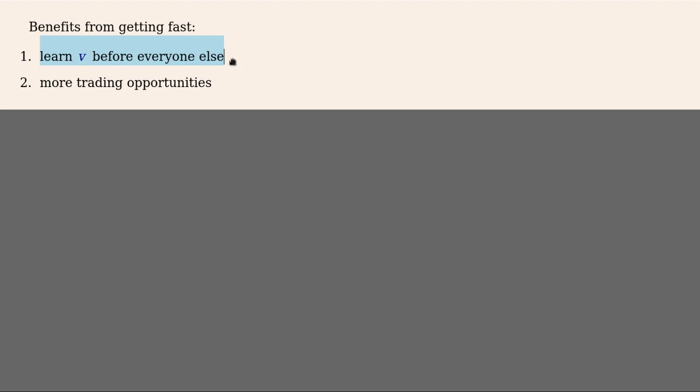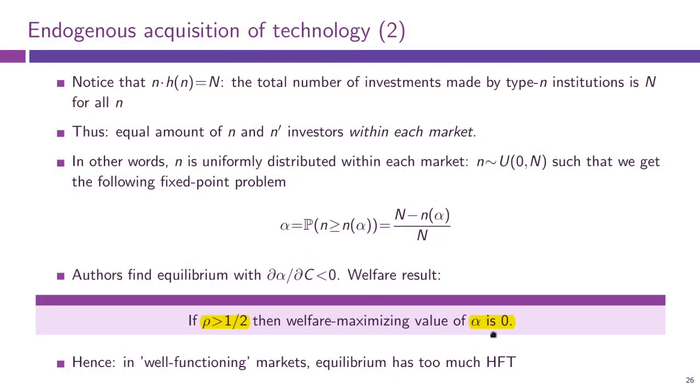Right, so what this result basically says in the end is that markets with no adverse selection generate more welfare than markets with adverse selection, which is something that we generally know. So they interpret it as: in well-functioning markets, equilibrium has too much high-frequency trading. Because in equilibrium, some traders do choose to become fast, while the welfare maximizing way is setting alpha to zero.